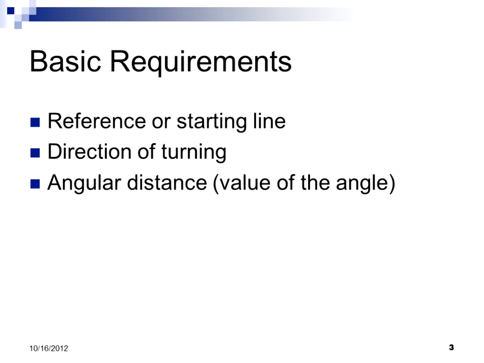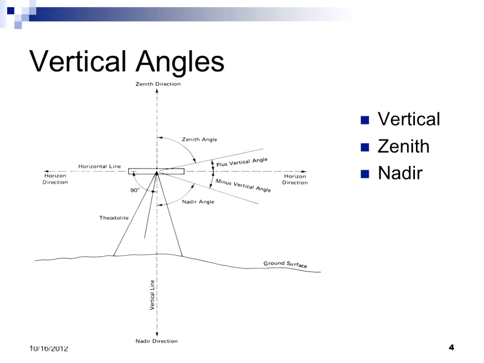In order to measure an angle, you need a reference or starting line, right? You need a point of reference to start with, and you need a direction of turning. As we saw in the lab on Friday, the standard is to turn our angles to the right, and then that gives us the angular distance or the value of that angle.